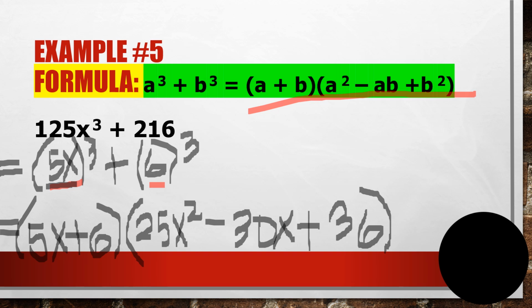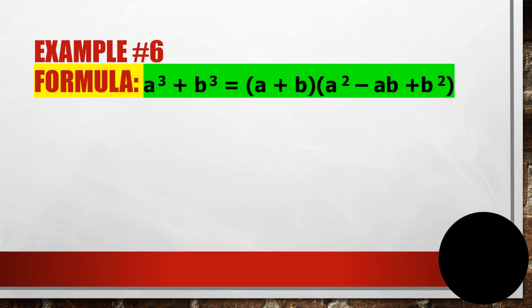Alright, example number 6. We have here 216a cubed plus 125b cubed.